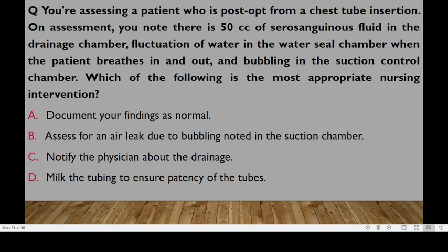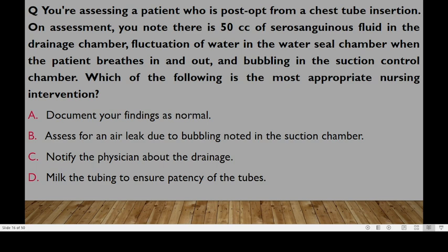So there's a question here. You are assessing a patient who is post-op from chest tube insertion. On assessment, you note that there is 50 cc of serosanguinous fluid in the drainage chamber, fluctuation of water in the water seal when the patient breathes in and out, and bubbling in the suction chamber. Which of the following is the most appropriate nursing intervention? Documenting your normal findings, assessing for air leak due to bubbling noted in the suction chamber, notifying the physician about the drainage, and milking the tubing to ensure patency of the tubes.